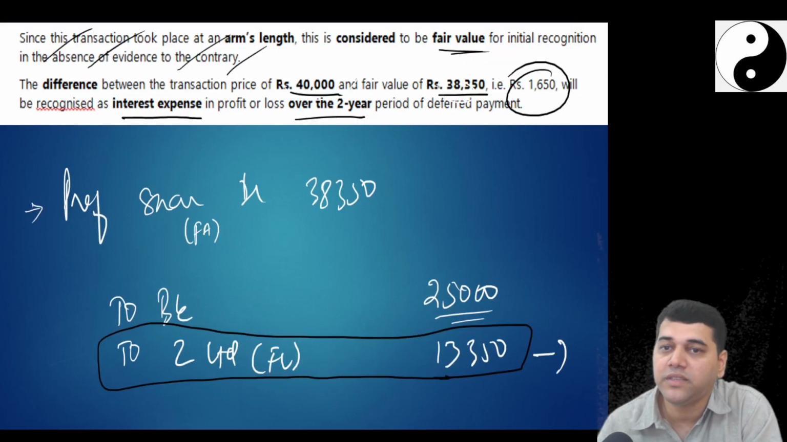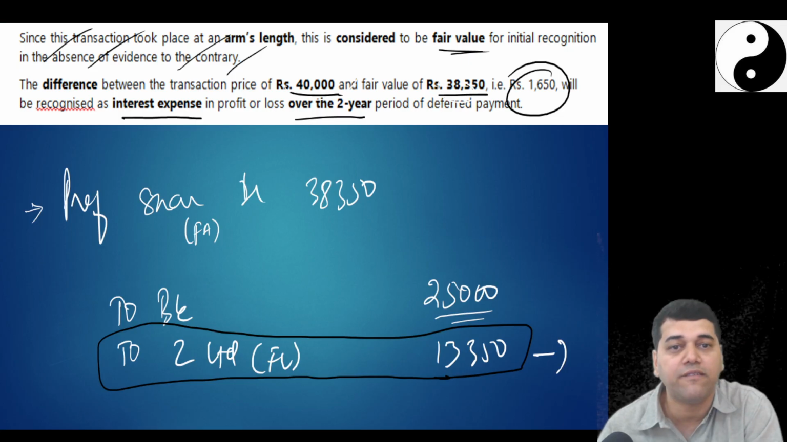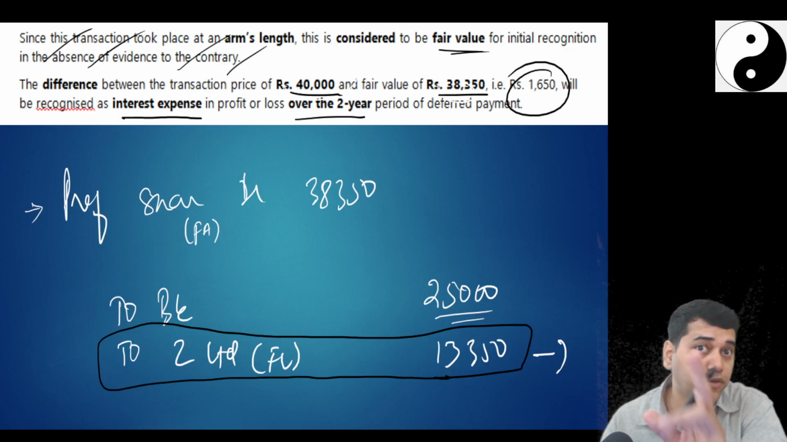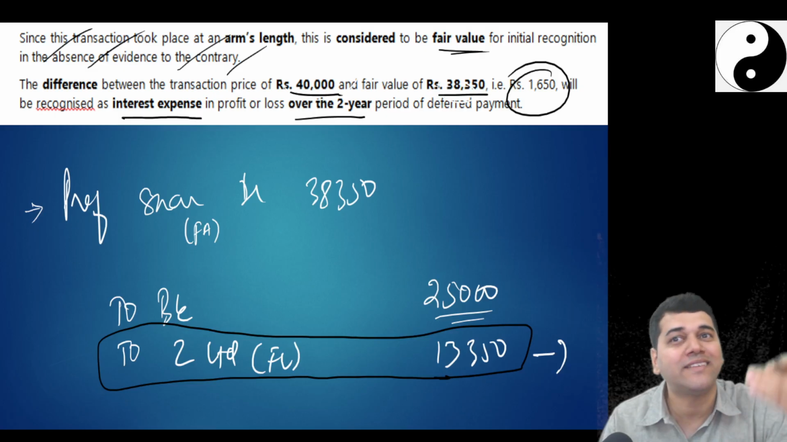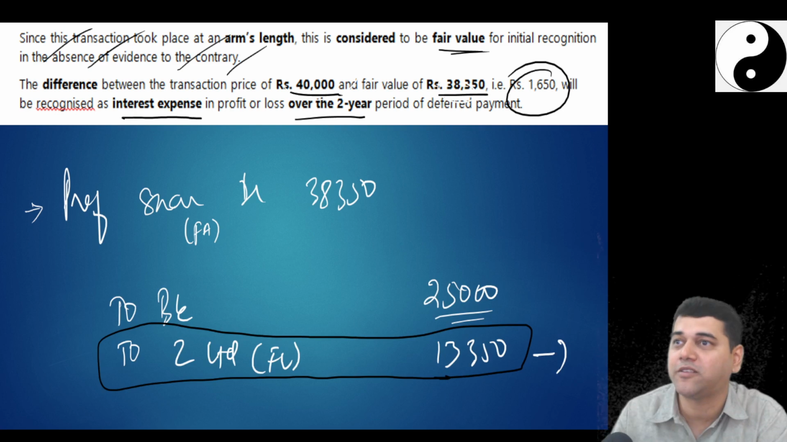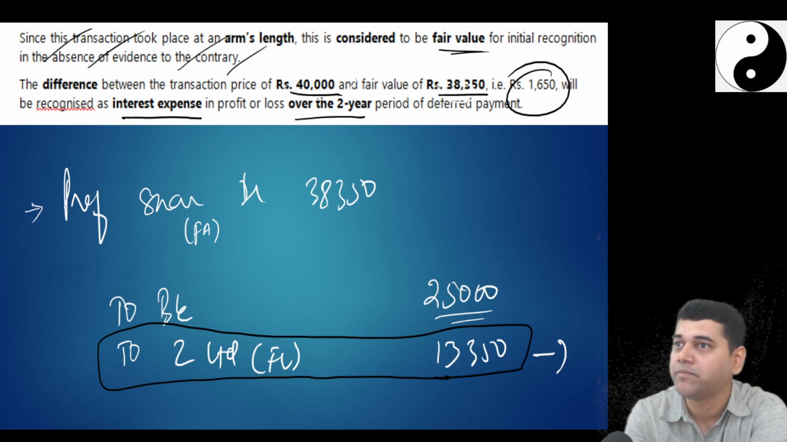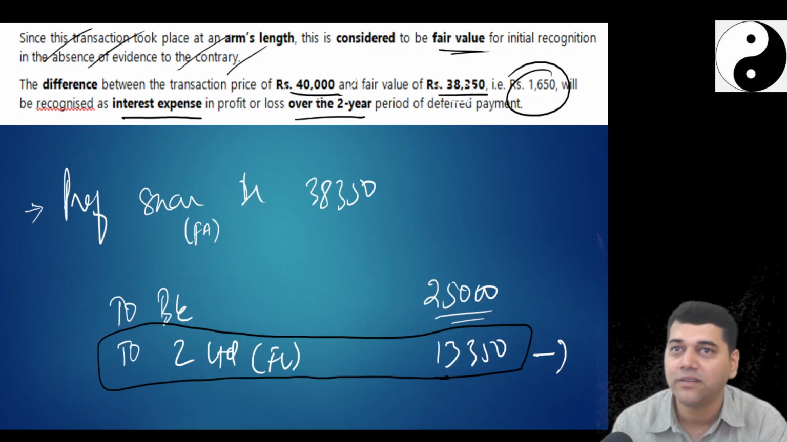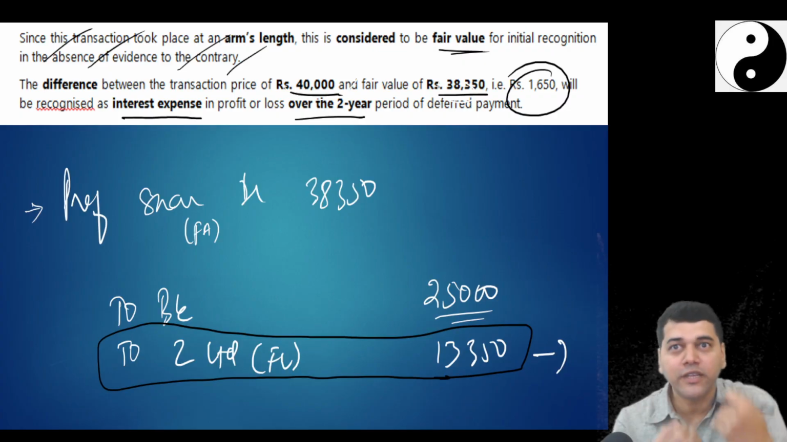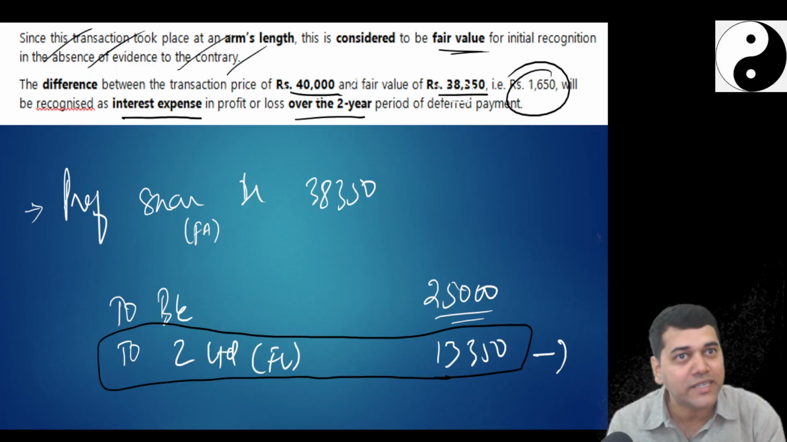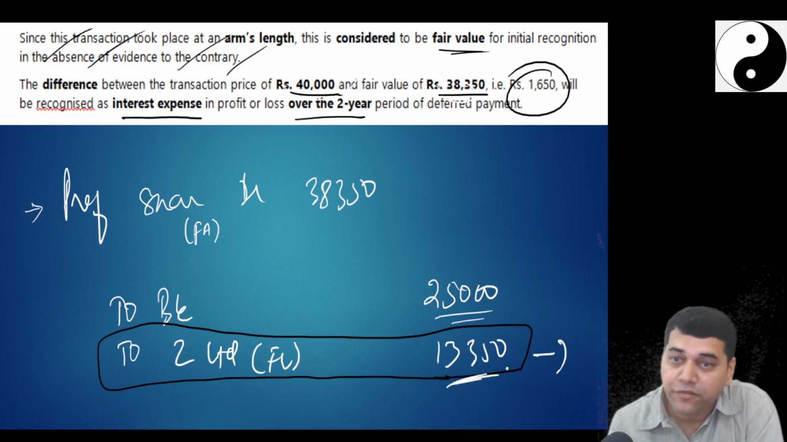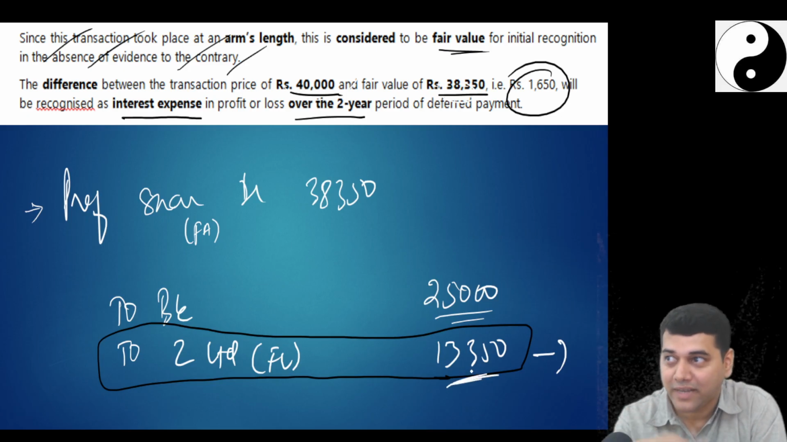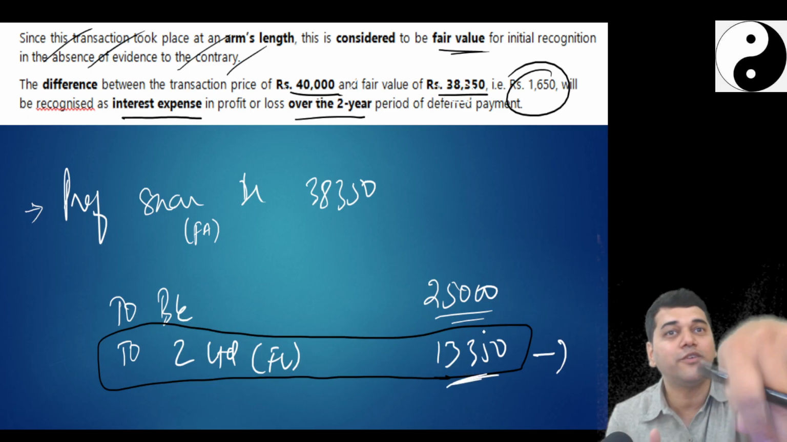The difference between the transaction price of 40,000 and the fair value, 1,650, will be expensed as an interest expense. Confusion. Which interest expense? Arre Baba, it is your investment. Where is the element of interest expense here? You have to receive the interest, no? On preference shares, you have to get the interest. But what they are telling, because that 15,000 you didn't pay, no? Right now, the 2 year 6% is your interest expense. Perfect?